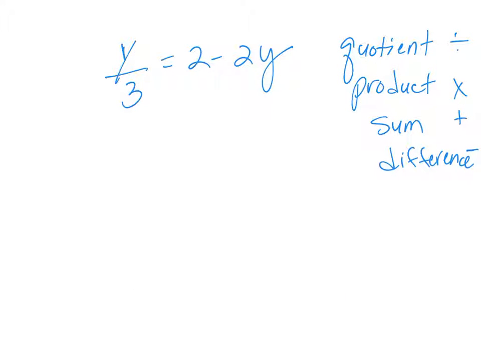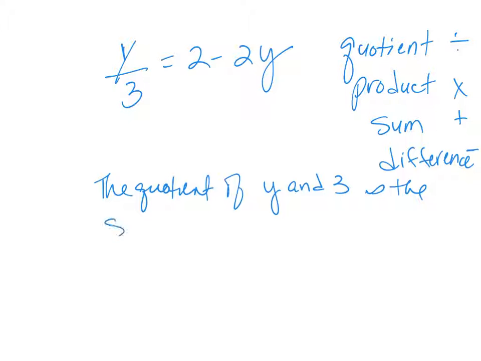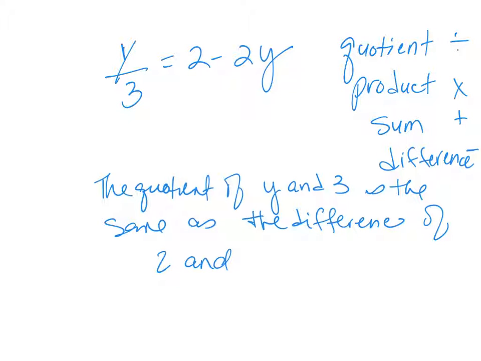Okay, so one of the ones I liked was: the quotient of y and 3 is the same as, that means equal, the difference of 2 and the product of 2 and y.